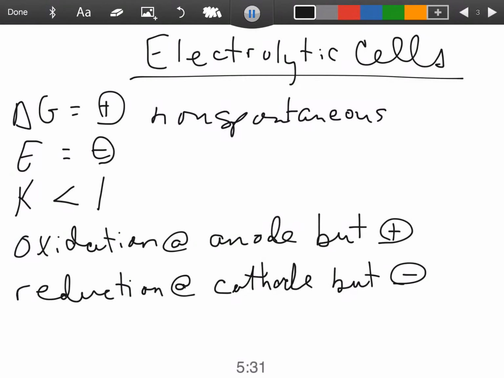In an electrolytic cell, oxidation is at the anode, just like we had in a galvanic voltaic cell. Remember An Ox and Red Cat? The difference lies in that oxidation at the anode will be positive. We're going to force the anode to be positive. We're going to force the cathode to be negative.